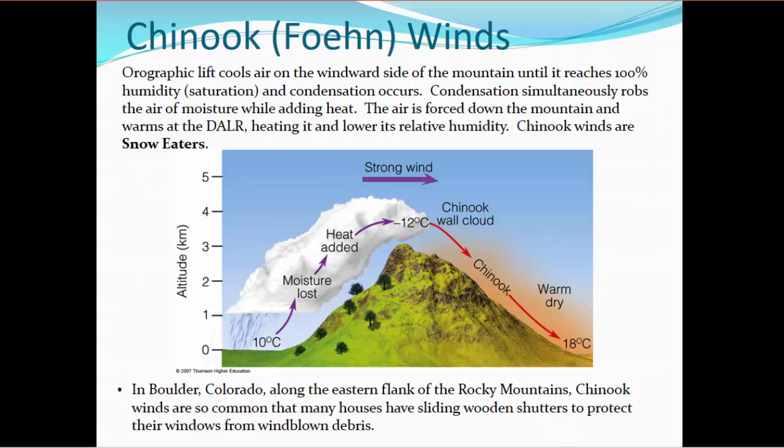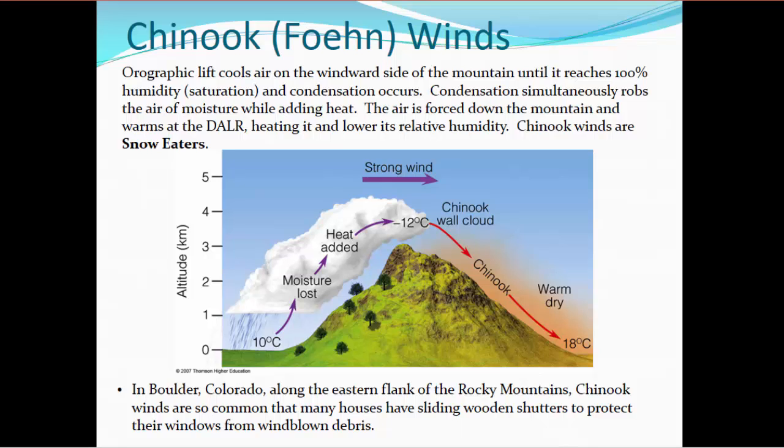So Chinook winds occur due to orographic lift, and we've had this illustration of the rain shadow, as winds are lifted orographically. So orographic lift cools air on the windward side of the mountain until it reaches 100% humidity. That's where our cloud forms.